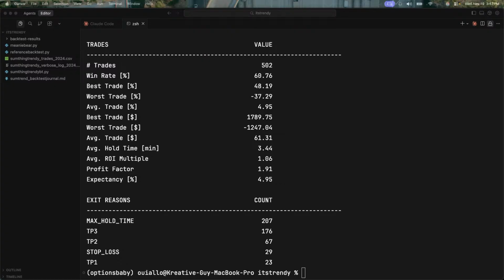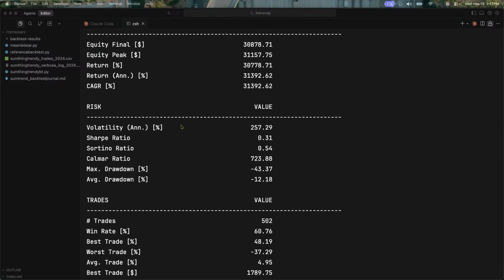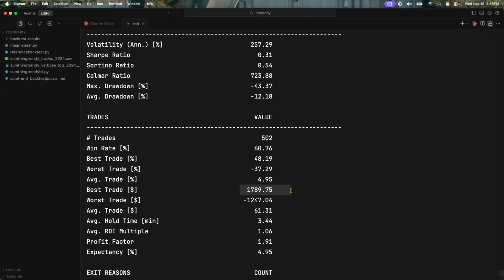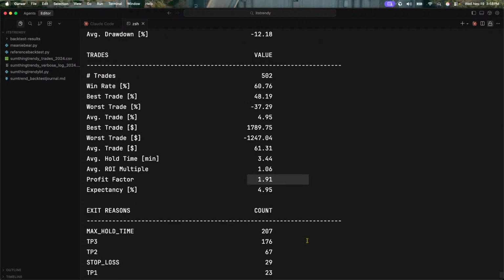That's more like it. That's kind of low. This is kind of good. It's all right. Best trade 1700, worst trade 1200. That's not the ratios I'm looking for. Average hold time 3 minutes. Profit factor 191. That could be better.